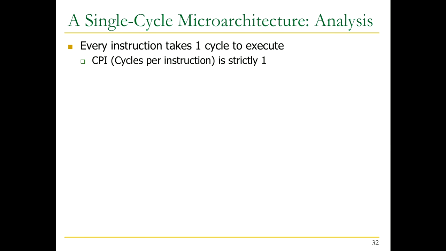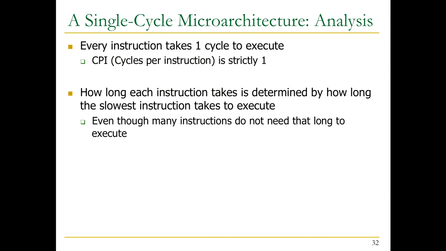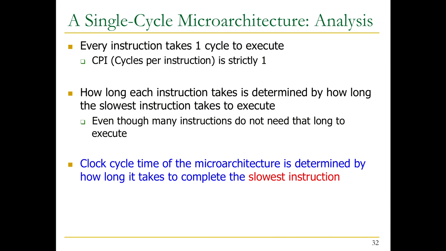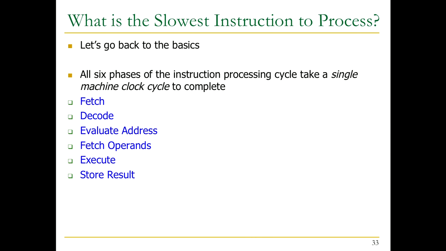Okay, let's do the analysis. Basically, CPI is strictly 1. How long each instruction takes is determined by how long the slowest instruction takes to execute, even though many instructions don't take that long to execute, right? We've already said this, so I'll just jump through this.